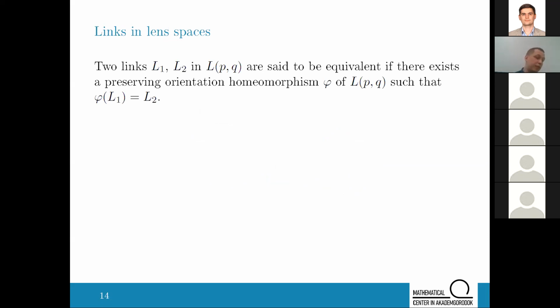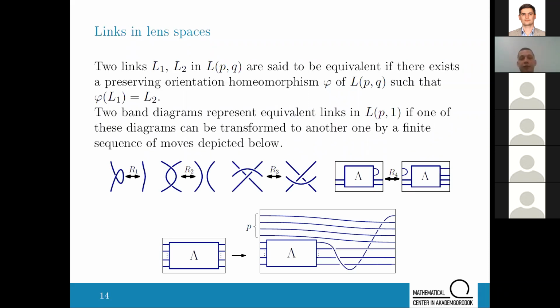Since a lens space is a manifold, there is a natural definition of homeomorphisms and so on. There is a natural geometric definition of equivalence of two links. We say that two links, L1 and L2, in the lens space are equivalent if there is an orientation-preserving homeomorphism phi of the lens space which maps one link to the other. It's the same definition as in S3, but we replaced S3 by the lens space. And since in this talk we speak about links in lens spaces in terms of band diagrams, there is an analog of the Reidemeister theorem for links in lens spaces. It's a theorem.